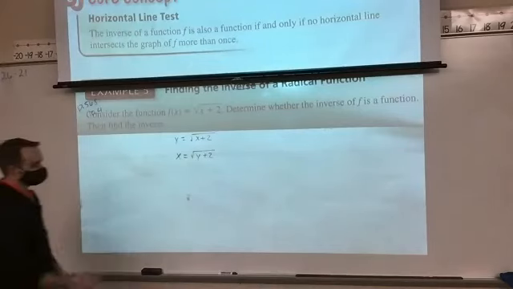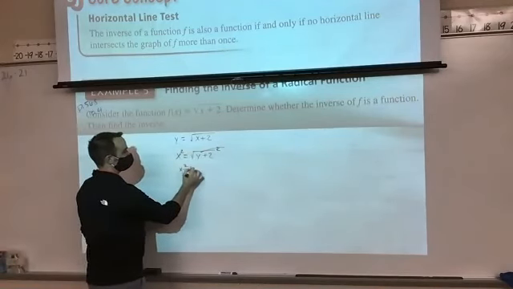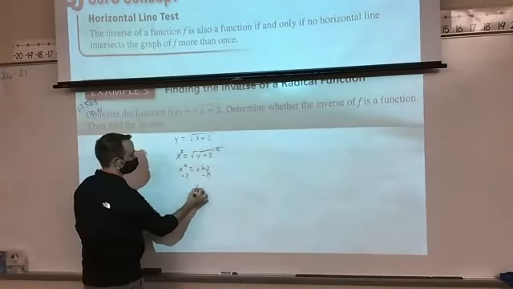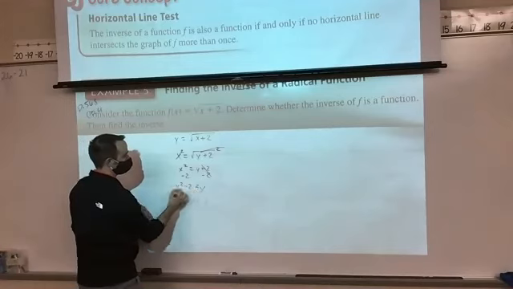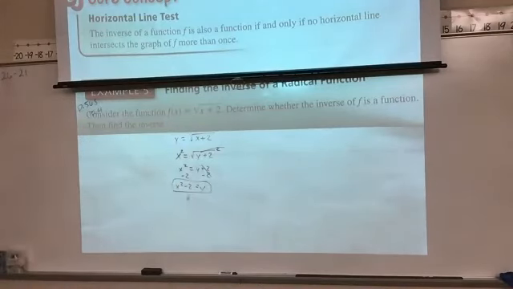Okay, so we square both sides. All right, got to get rid of that square root. x squared is equal to y plus 2, subtract 2, and we get our equation. Y is equal to x squared minus 2. Okay, there's no plus or minus here because we didn't take the square root of anything.